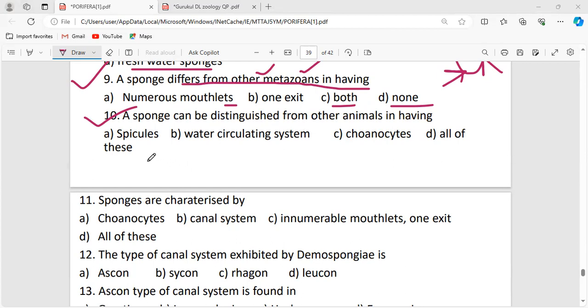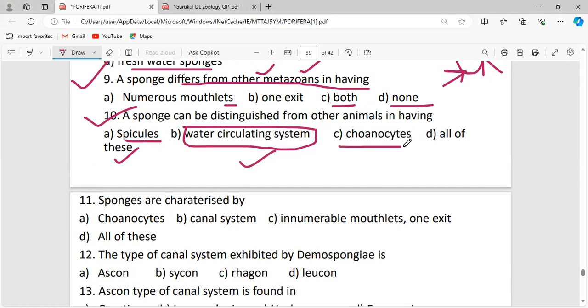Very good. The answer for this question is all of these. Spicule is present. What is the water circulating system? Nothing but the water canal system. The canal system is said to be the water circulating system. And choanocytes, which are the collar cells, have flagella in them. Choanocytic cells are also called collar cells. So all these structures are distinguished characteristics present only in the sponges.